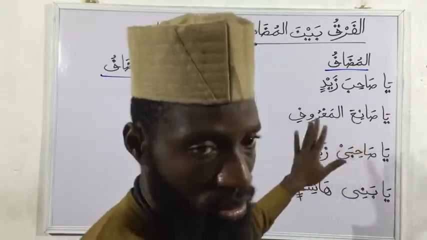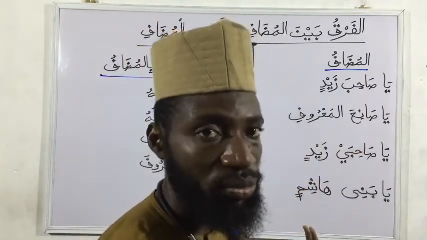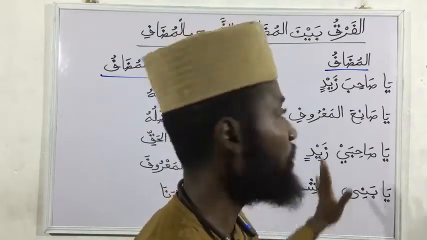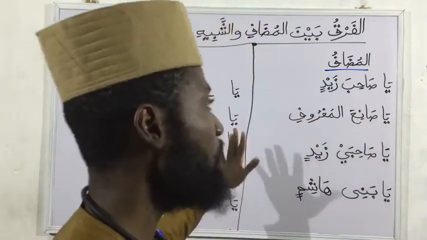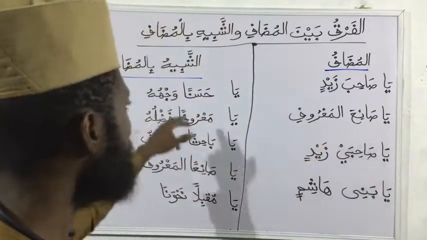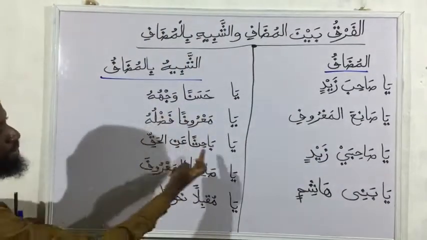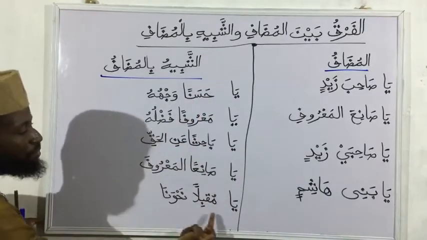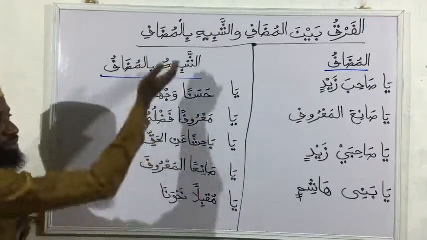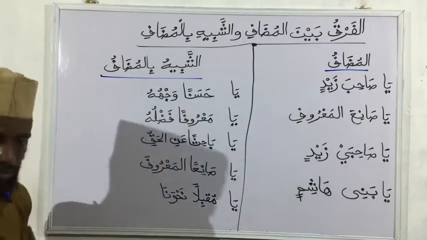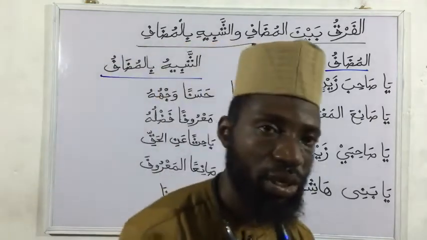We are just talking about the munada itself, the mudaf and the shabih bil mudaf. You see that it is two words. This one too, the same thing: Hasanun wajhu, ma'rufan fadluhu, ba'ithanan lil haqqi, saniyan ma'ruf, muqbilan nahwan. You can see they are more than one word. So that is the first thing we have established.